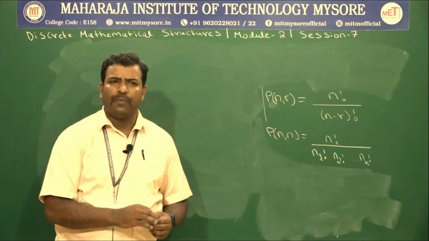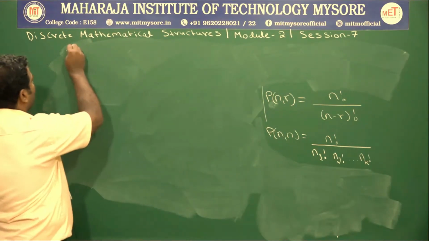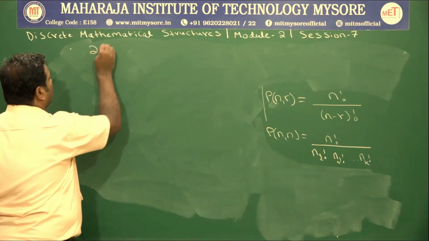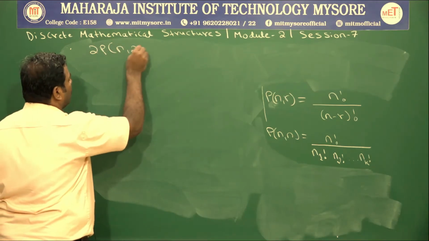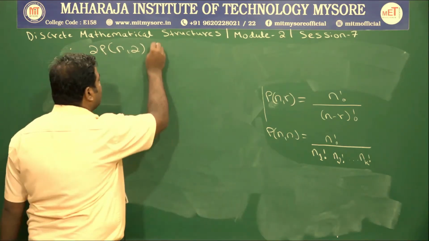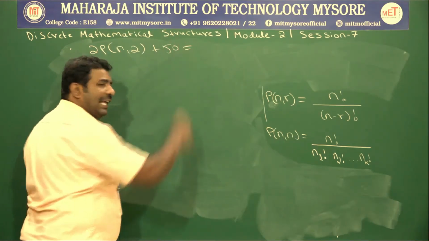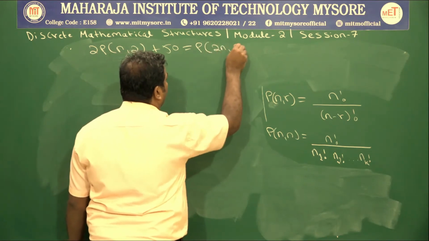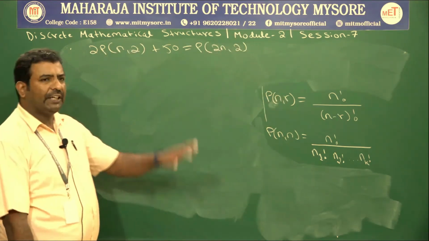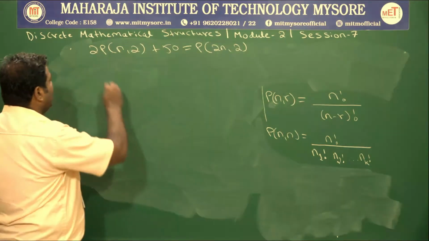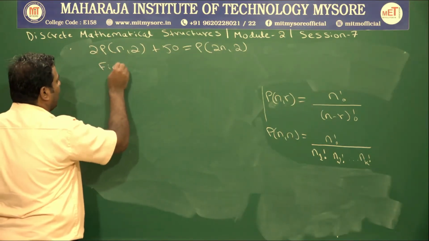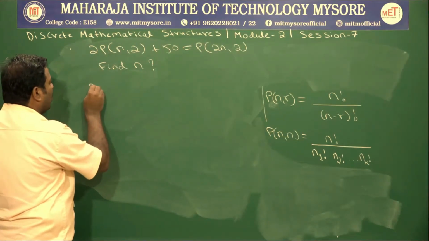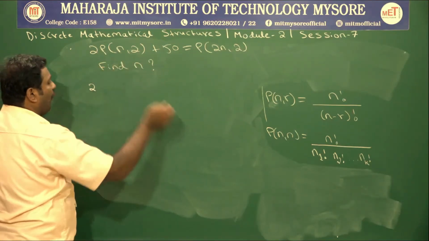Let's take this example now, where I am going to say 2P(n, 2) + 50 is equivalent to P(2n, 2). Right? So this is the given condition. Now what should you do? I need to find what n is. Hence find n. In this case, I know what P(n, 2) is.